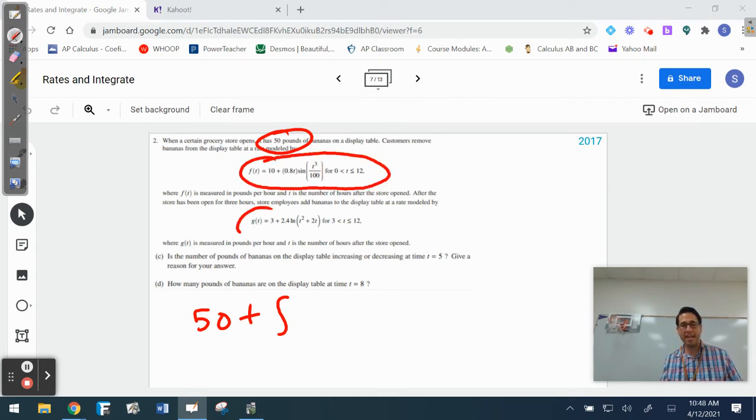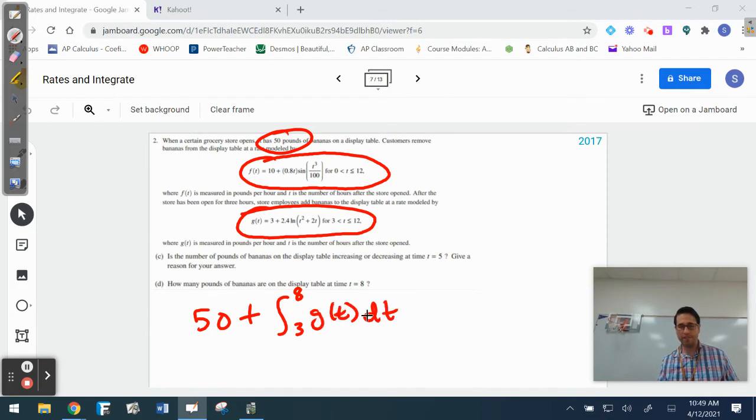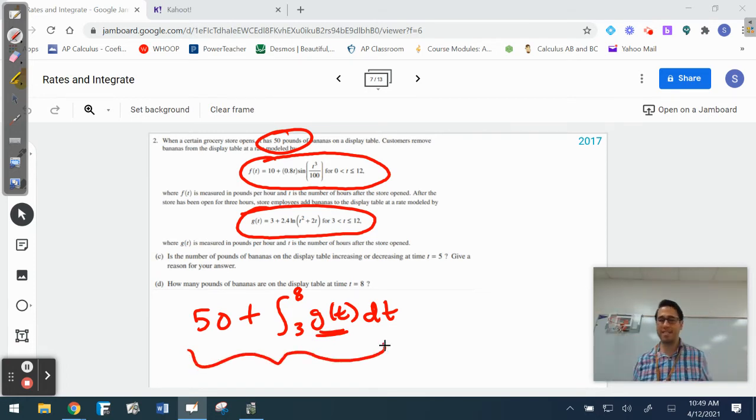Okay, ooh, snap. Very interesting. Nobody starts adding bananas until after 3 hours after I'm open. So if it's t=8, okay, I add bananas from 3 to 8. Okay, so if you look very carefully, and if I take the antiderivative of that rate, that's going to give me the total amount of bananas that are on that display stand. But what else do I have to account for? Well, I've got to subtract from 0 to 8, right?